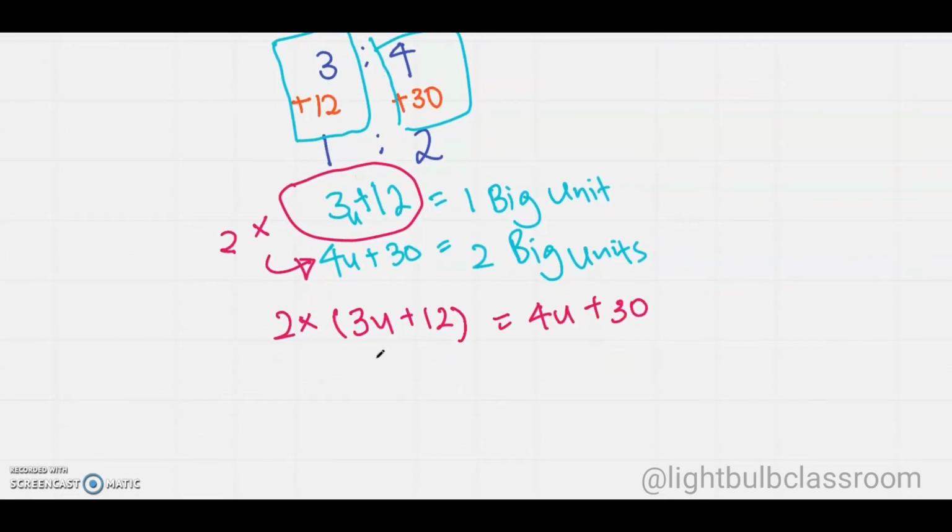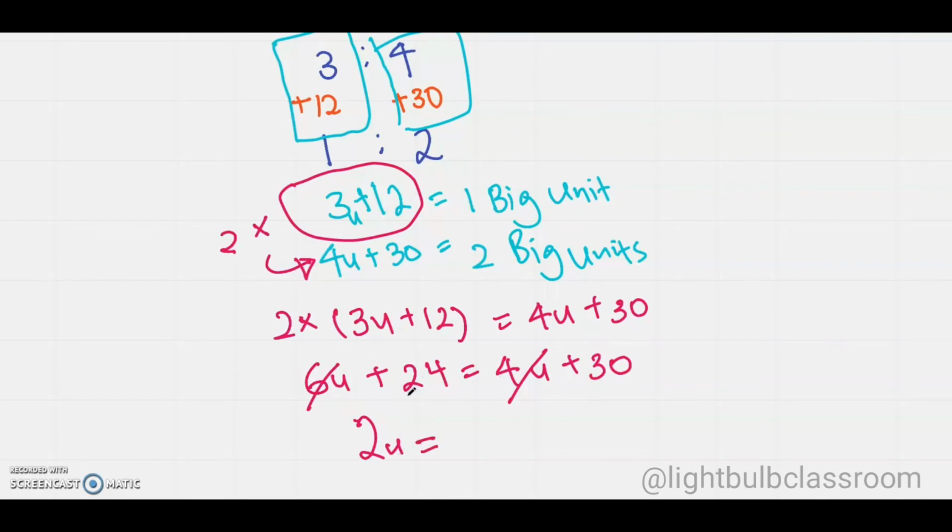Okay, now let's open this up. So 2 of both of this, so this would become 6 units. 3 unit times 2 is 6. 12 times 2 is 24, equal to 4u plus 30. And then we can start to solve already. So 6u, 4u, bring 4 units over, or you can subtract 4 units on both sides. So you're left with, if you subtract 4 units on both sides, you're left with 2 units here. You can do it that way if you're not sure how to bring over, because when you bring over, it becomes -4. So if you're not familiar, just cancel on both sides. It's the same thing. So -4, -4, so 2 units.